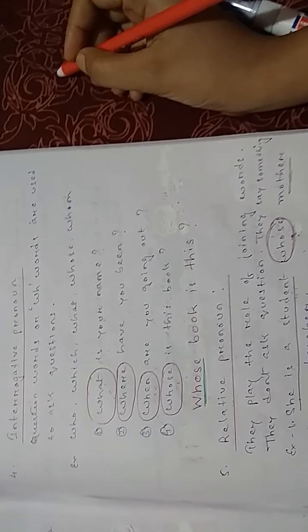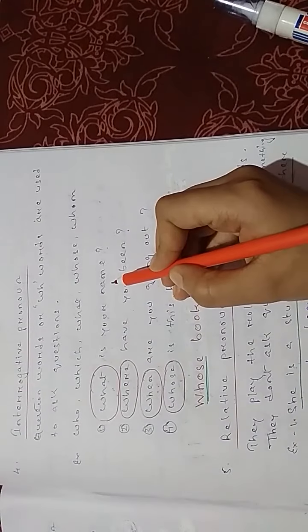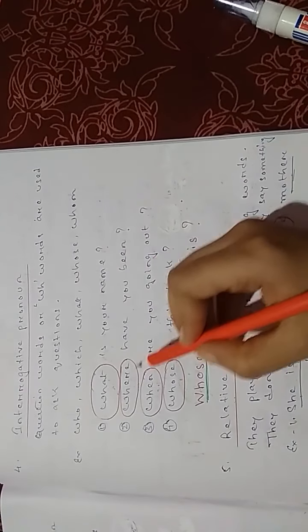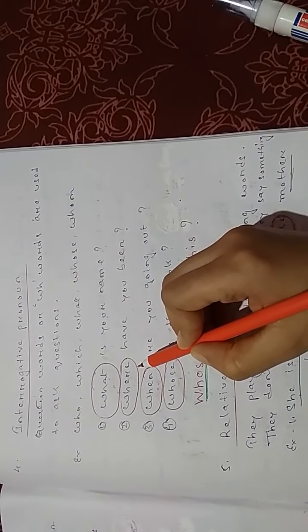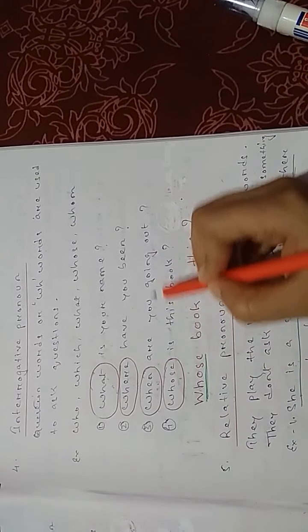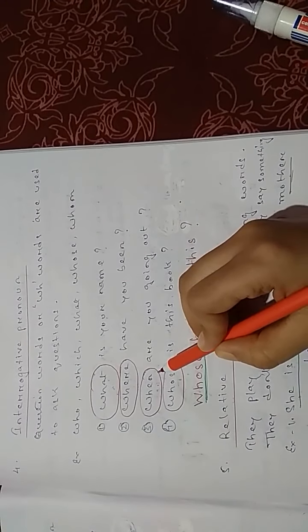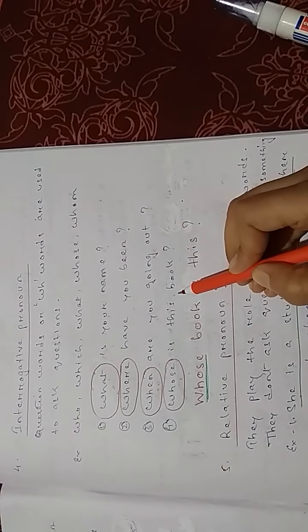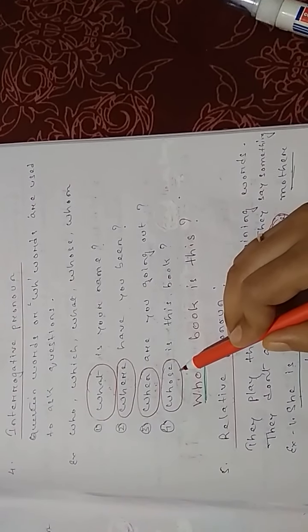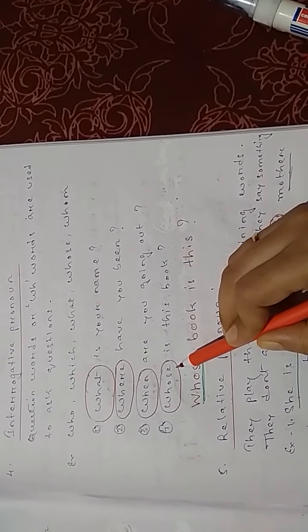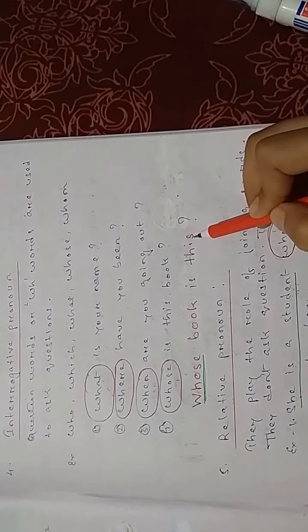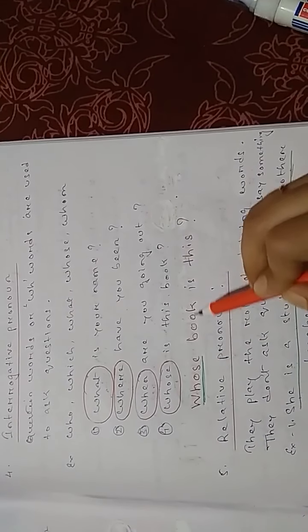Let's look at the examples. What is your name? What is interrogative pronoun. Where have you been? Where? Interrogative pronoun. When are you going out? When? Interrogative pronoun. Whose is this book? Whose? Interrogative pronoun. Now look at this sentence. Whose book is this? Whose book?